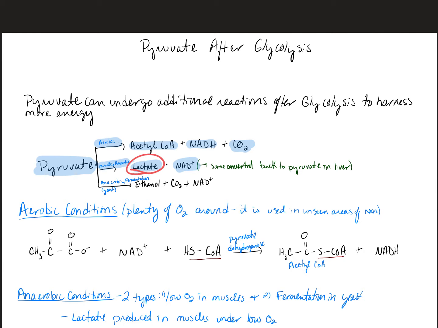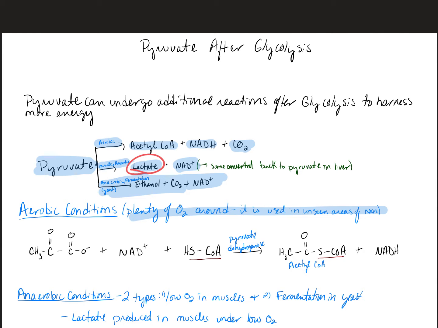So there's also what happens within yeast. In yeast, we have an anaerobic fermentation that takes place with pyruvate, and that's what produces ethanol and CO2 as well as NAD+. So those of you who may be over 21 may be familiar with these types of compounds.